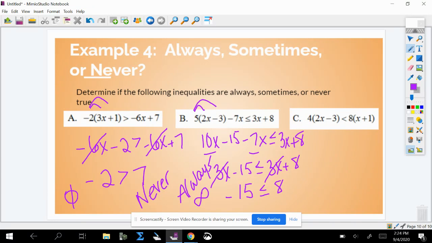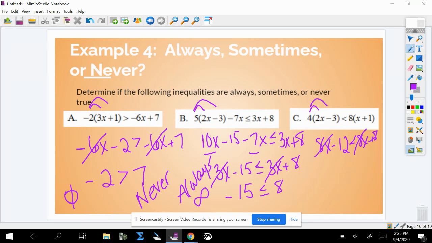If your x's are different, so if you have 5x on one side and 3x on the other after you simplify, it's going to be sometimes true because you're going to get an answer like the previous ones we did and say, well, it's going to be true when x is bigger than 5 or when x is less than 2. Last one, 8x minus 12 is less than, distribute, you get 8x plus 8.